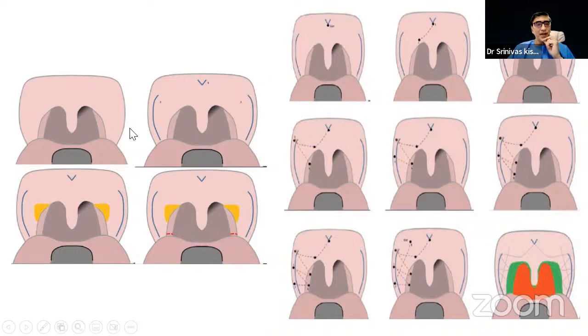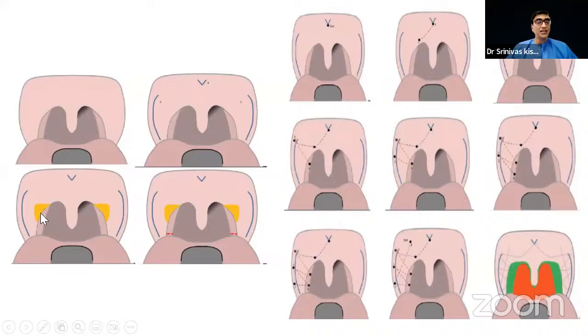So after tonsillectomy, you identify the pterygomandibular raphe and the posterior nasal spine. Once you do that, you basically cut the supratonsillar area, especially at the level of the medially running fibers of the palatoglossus muscle. So this is the pterygomandibular raphe. These are the medially arching fibers of the palatoglossus, and then you make a cut.